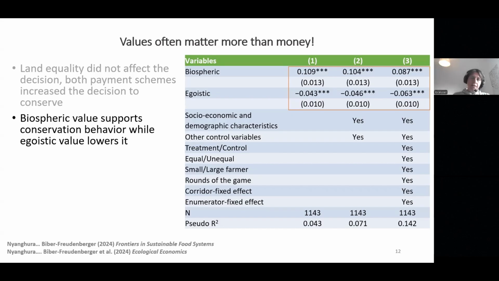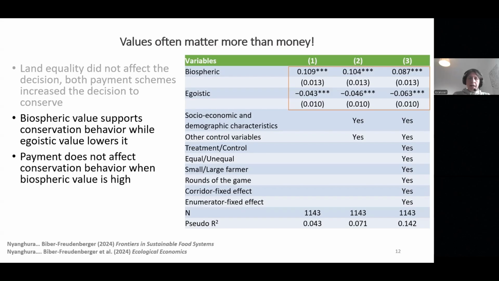in terms of values, interestingly, we found that the biospheric values supported conservation behavior, while egoistic values lowered it. So farmers who had higher biospheric values were also more likely generally to conserve. However, the payment scheme did not really affect the conservation behavior when the biospheric value was high. That means if you have farmers with very high biospheric values, it does not matter as much anymore how much you pay them or not.